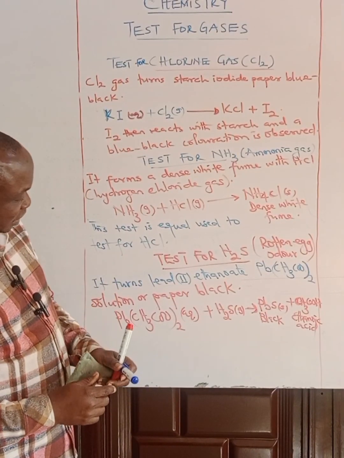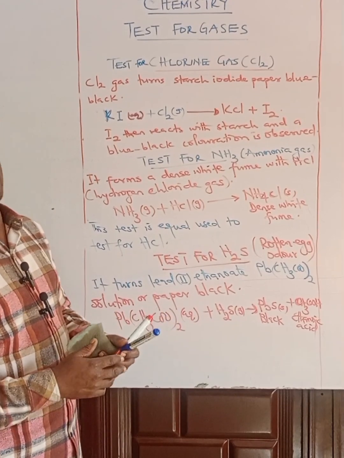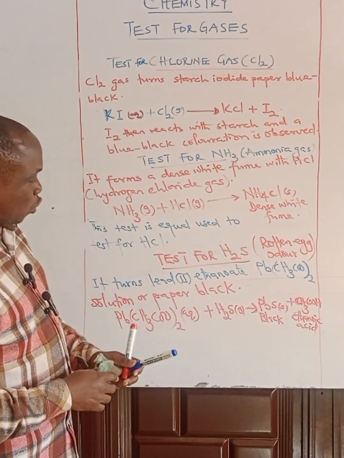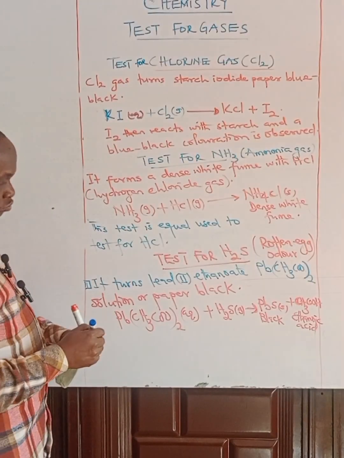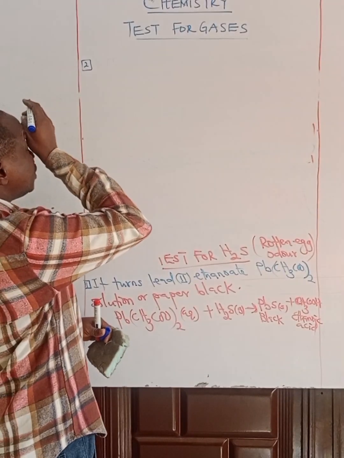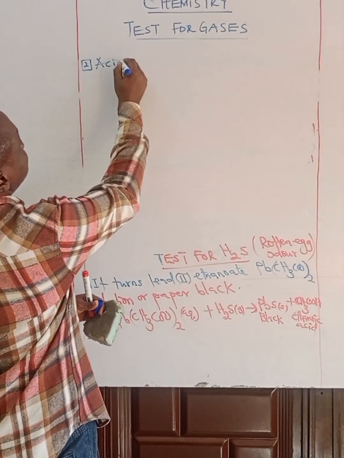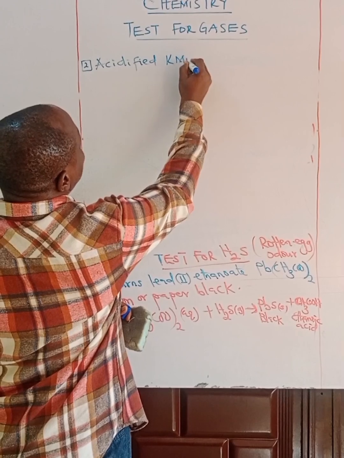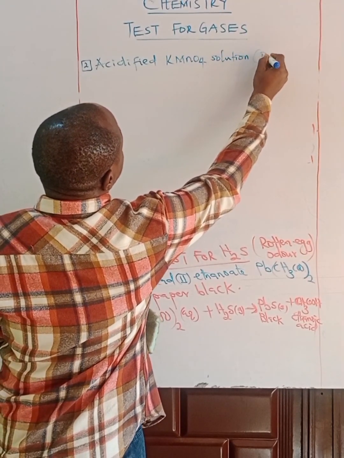This is one of the tests for hydrogen sulfide. We can use another test by using acidified KMnO4 or acidified K2Cr2O7. Let me call this test 1. Let's see the second test under hydrogen sulfide. You can use acidified KMnO4 solution. It is purple.